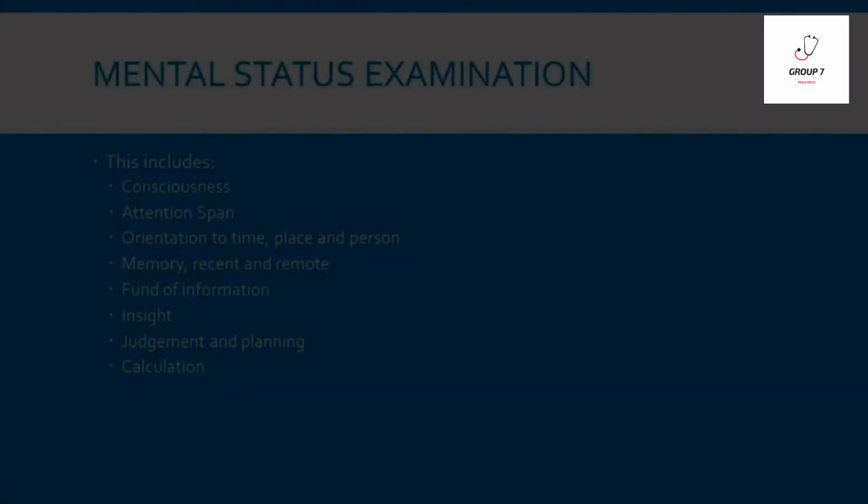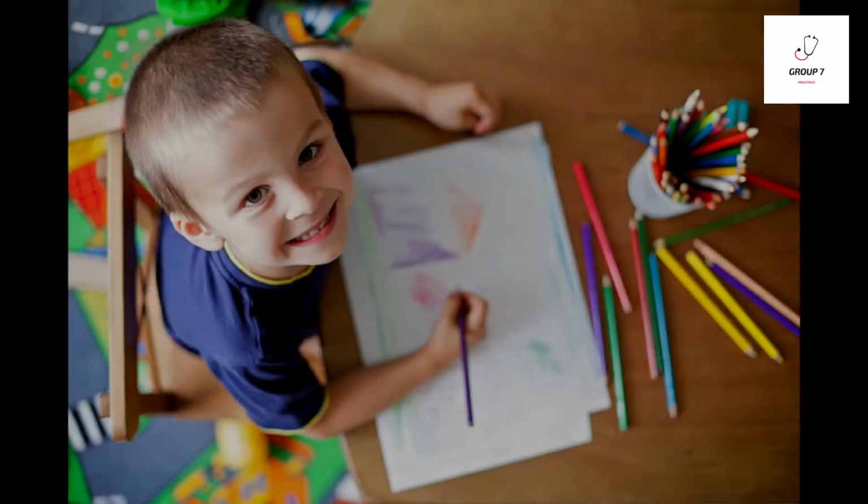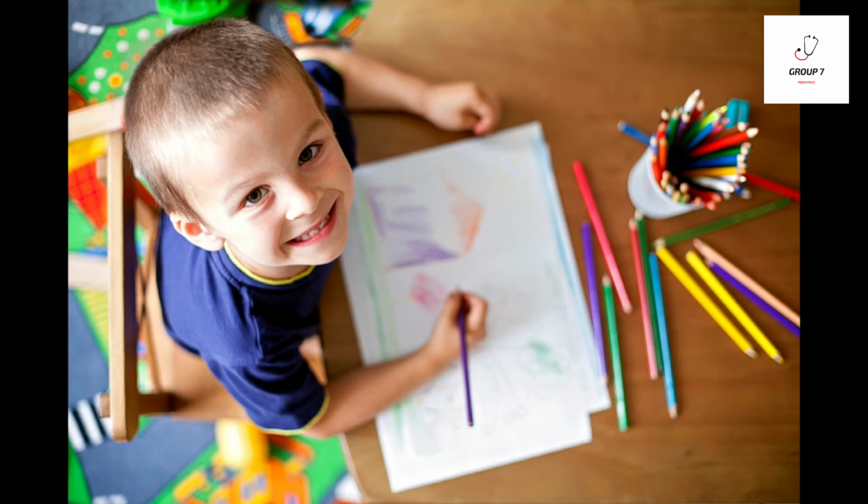Let's start with the mental status examination. This is to assess the child's level of awareness and interaction with the environment. This includes consciousness, attention span, orientation to time, place and person, memory, recent and remote, fund of information, insight, judgment, and planning and calculation. For children older than 3 years old, we can ask them to draw a picture or copy objects and then discuss their picture to test simultaneously for fine motor coordination, cognition, and language.